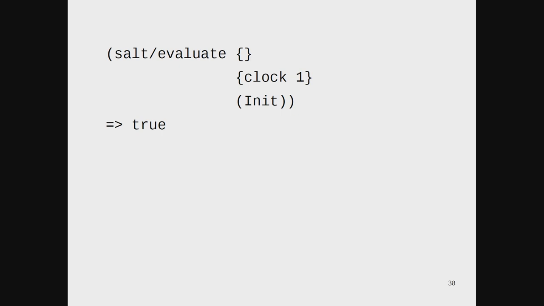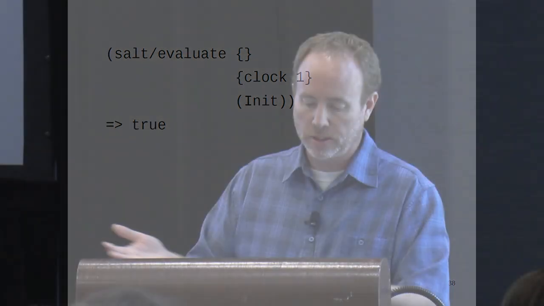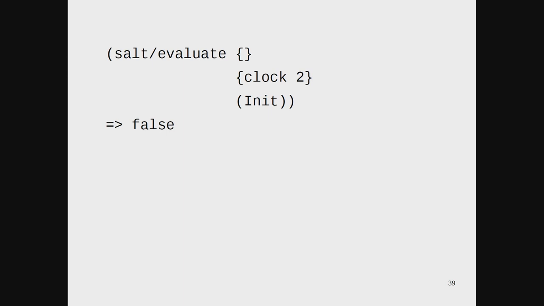I ask it for 1, and it tells me, yes, that's true as well. So obviously, this is a trivial example, and there wouldn't be a lot of value in interactively asking this. But you can imagine, once you get more complicated things, you'd like to be able to ask the computer if it means what you think it means. And so here I can ask it, if I set clock to 2 and I run the init function, does it still evaluate to true? Of course, no, it doesn't. So it evaluates to false at this point.